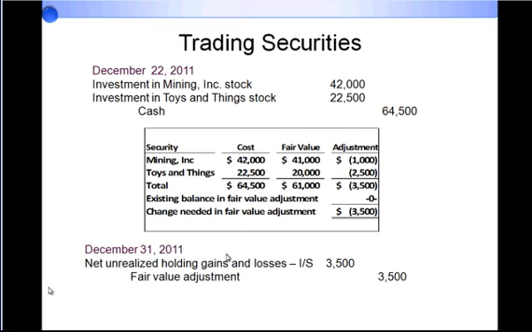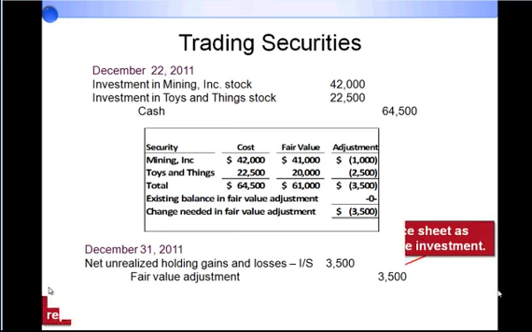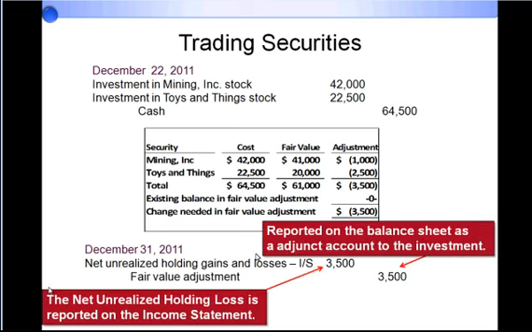So here, for that entry, we debit what we're going to call net unrealized holding gains and losses on the income statement, $3,500. That was the total. And then we credit that fair value adjustment, which reduces the assets. And here you can see they're calling it an adjunct account, even though it's not really adding to it. It's subtracting from it because there's a credit balance.